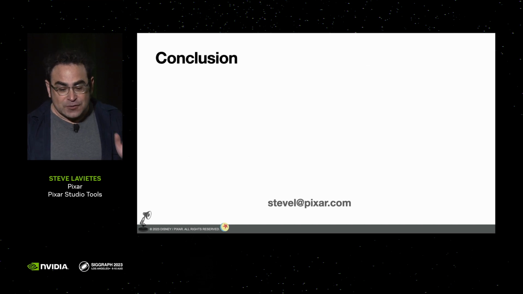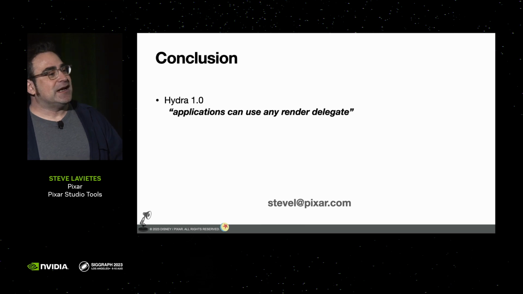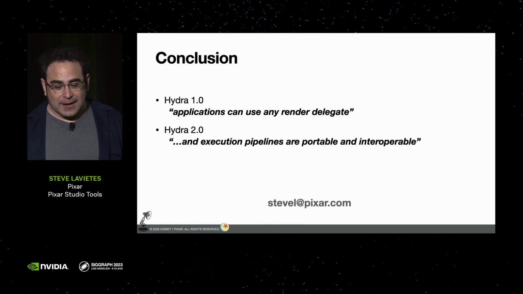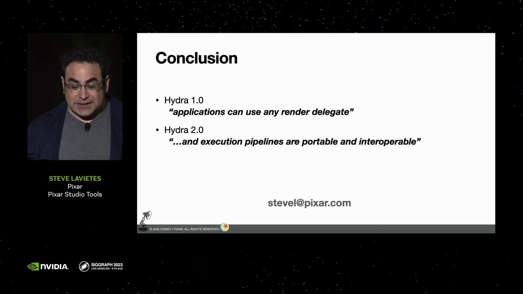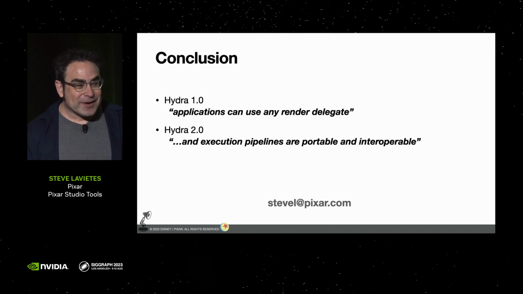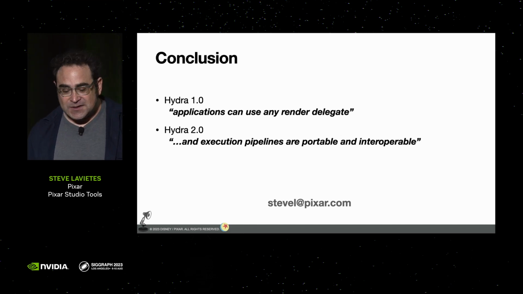So, conclusion before I hand off to Dirk. Hydra 1: applications can use any render delegate, and that was cool. Hydra 2: execution pipelines are portable and interoperable as well, via Hydra 2 as an execution medium. It is not an execution system. It is a place for execution to live that does not impose any specific execution heuristics on the underlying system. And now I will hand it over to Dirk to show what his NVIDIA teams are doing with this.